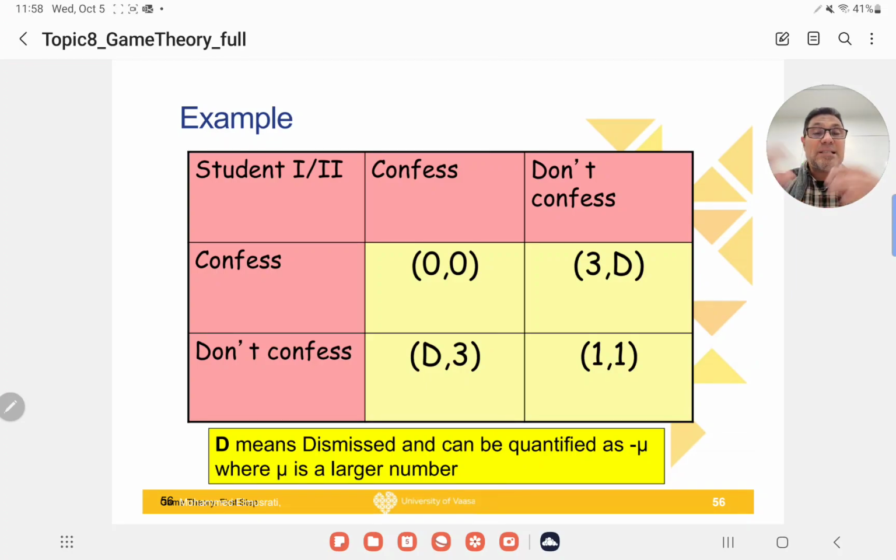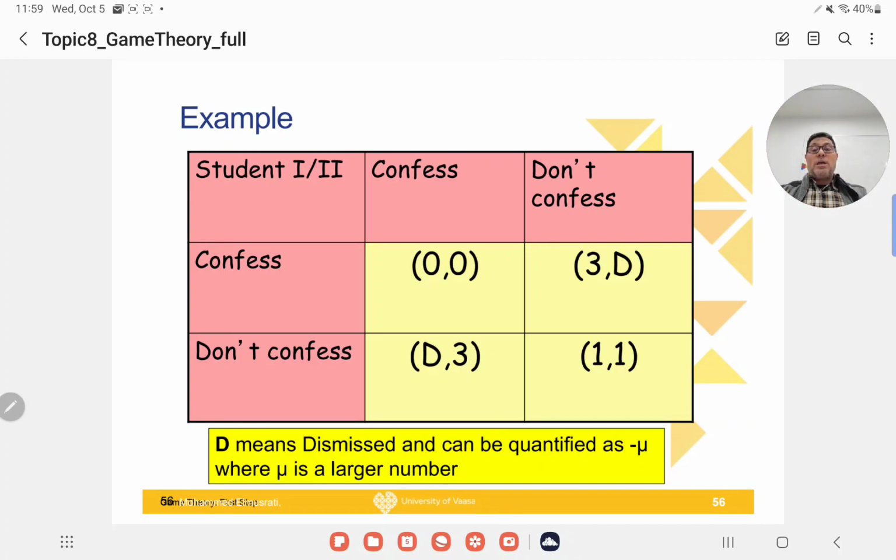Now let us study this situation, and then we will see where the Nash equilibrium is here. Where is the equilibrium solution that every student should play? Which strategy should each student play? And also we can think about how the equilibrium point works.